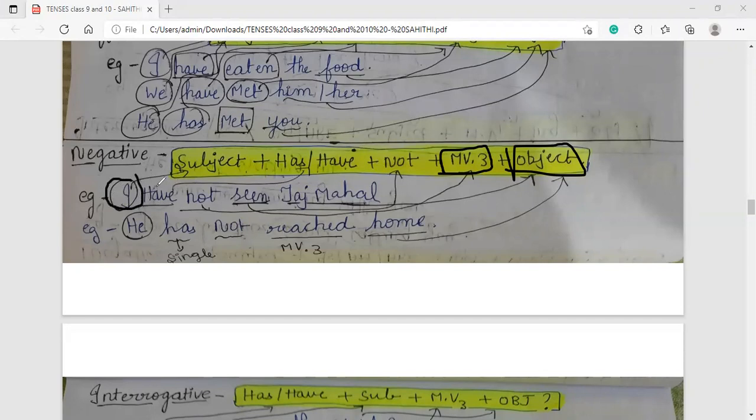I is the plural form, so have is also going to be the helping verb, the plural. I have. Not is the negativity. Seen is the third form of verb. Taj Mahal is the object.